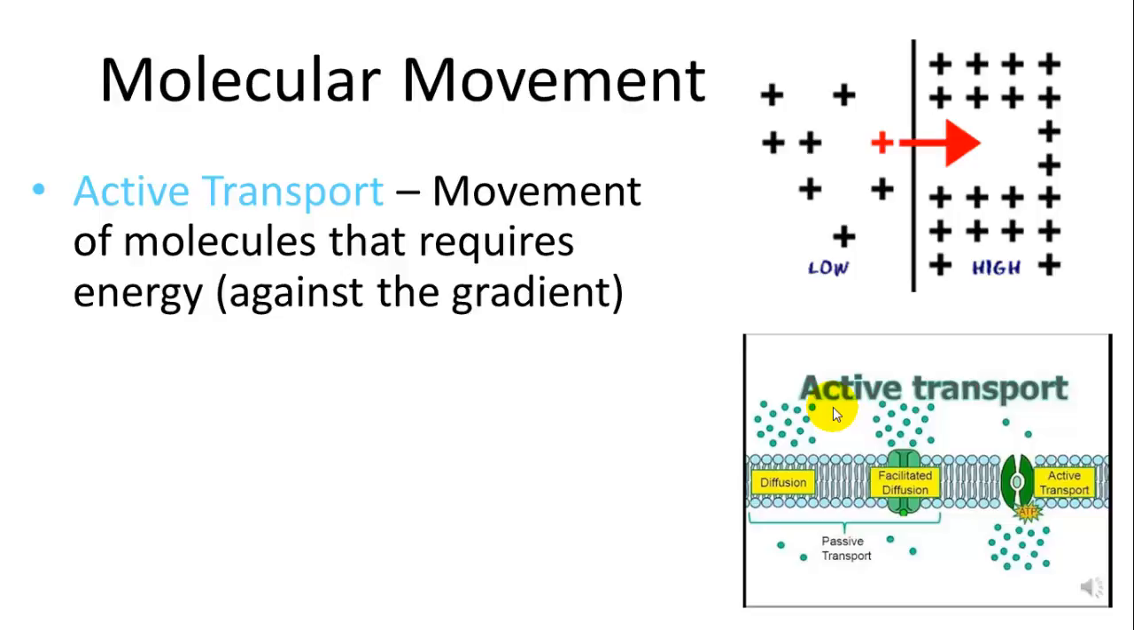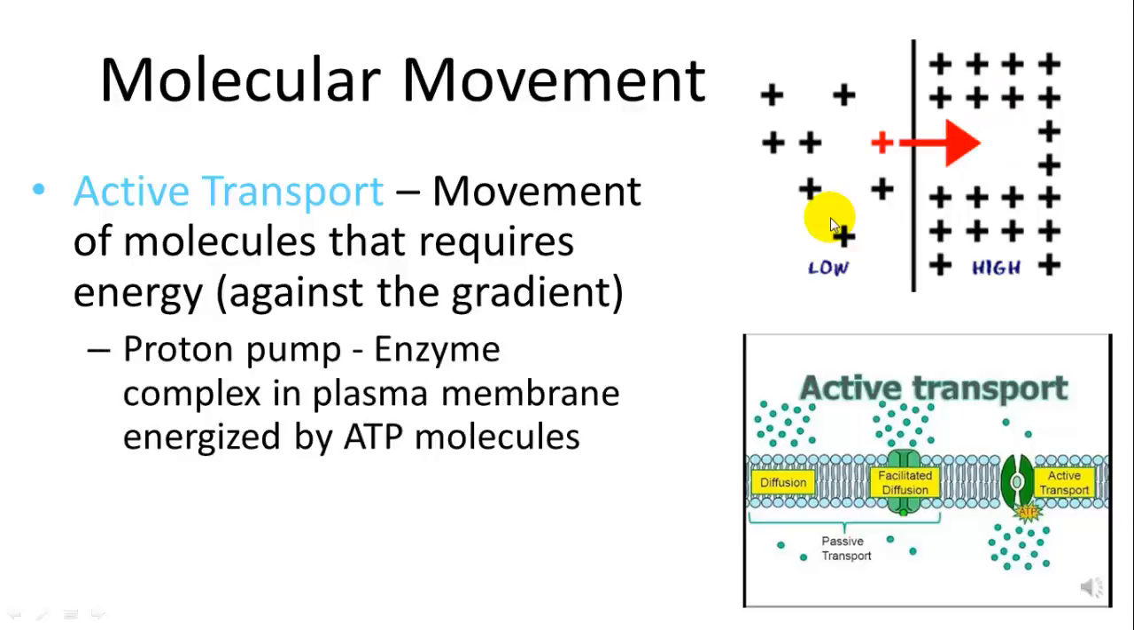Osmosis and diffusion are passive transport, meaning they do not require ATP. Active transport, on the other hand, is where we move substances from low to high concentration, so against where they want to naturally go, or against the gradient. And that requires ATP, or requires energy. One of the ways it does that is through an enzyme embedded within the lipid bilayer called the proton pump. The proton pump uses ATP to send protons through to a higher concentration.